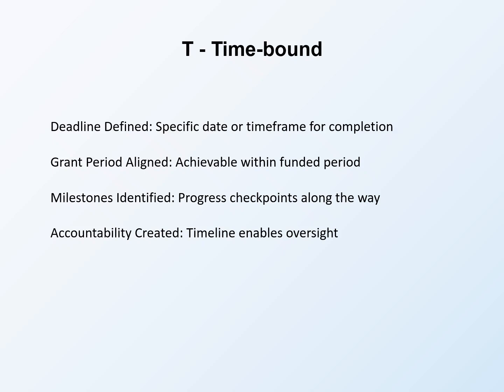Milestones identified means progress checkpoints along the way. For multi-year objectives, when will you assess progress? Interim milestones enable course correction. Accountability created means the timeline enables oversight. Funders and evaluators can assess whether you are on track. Without time bounds, accountability is impossible.